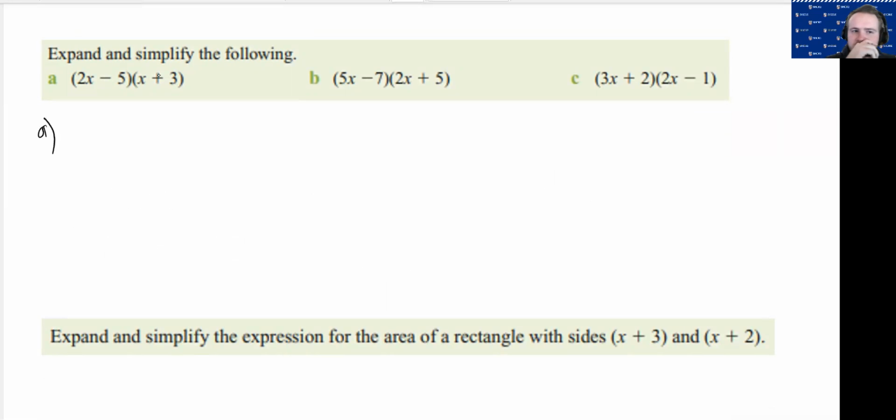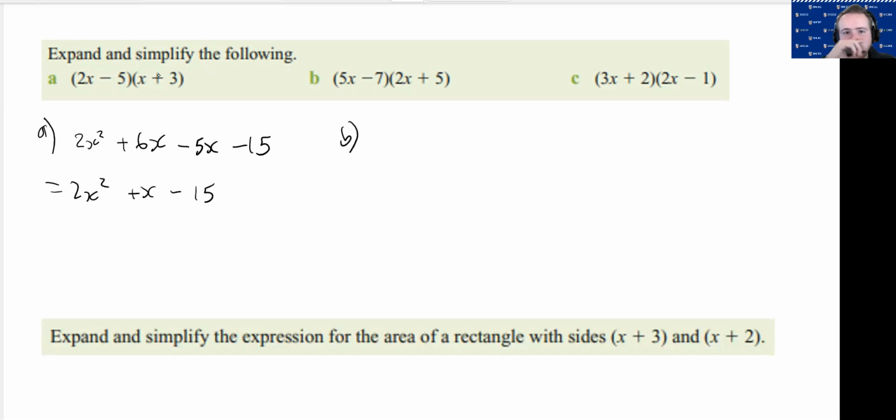Now this is going to be a bit different because we don't have just x in front. The same rule applies with FOIL. So it's going to be 2x times x, which is 2x squared. 2x times 3, which is going to be 6x. Minus 5 times x, which is minus 5x. And then minus 5 times positive 3 is minus 15. Then we collect our like terms: 2x squared plus x minus 15.